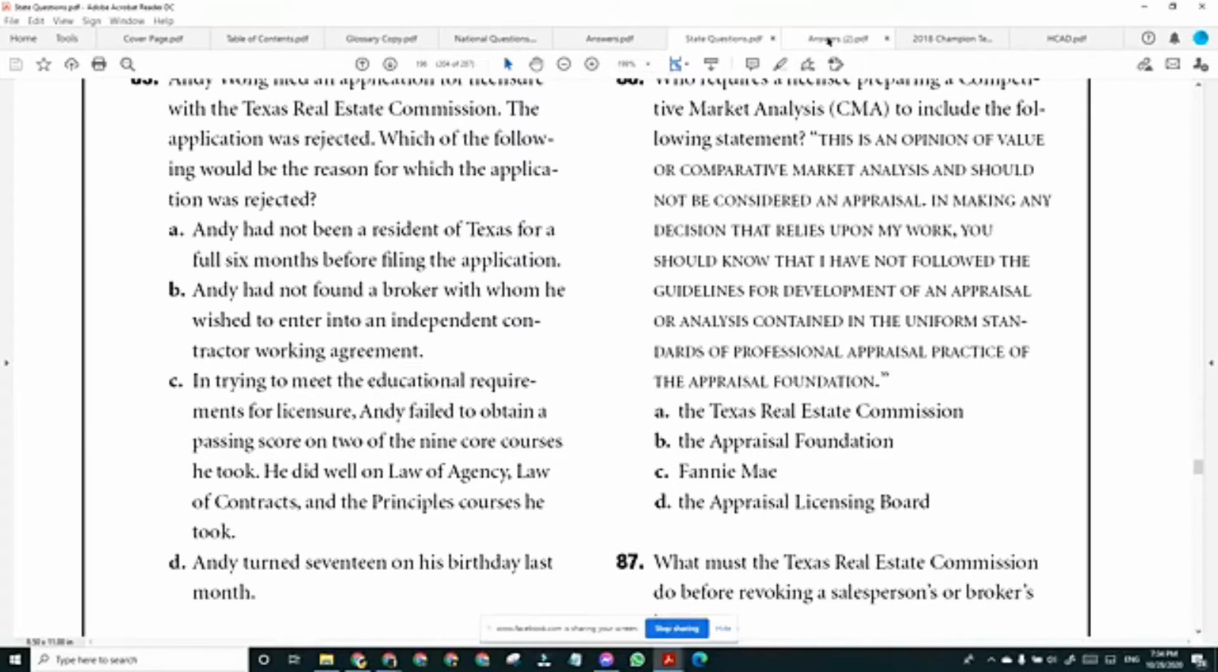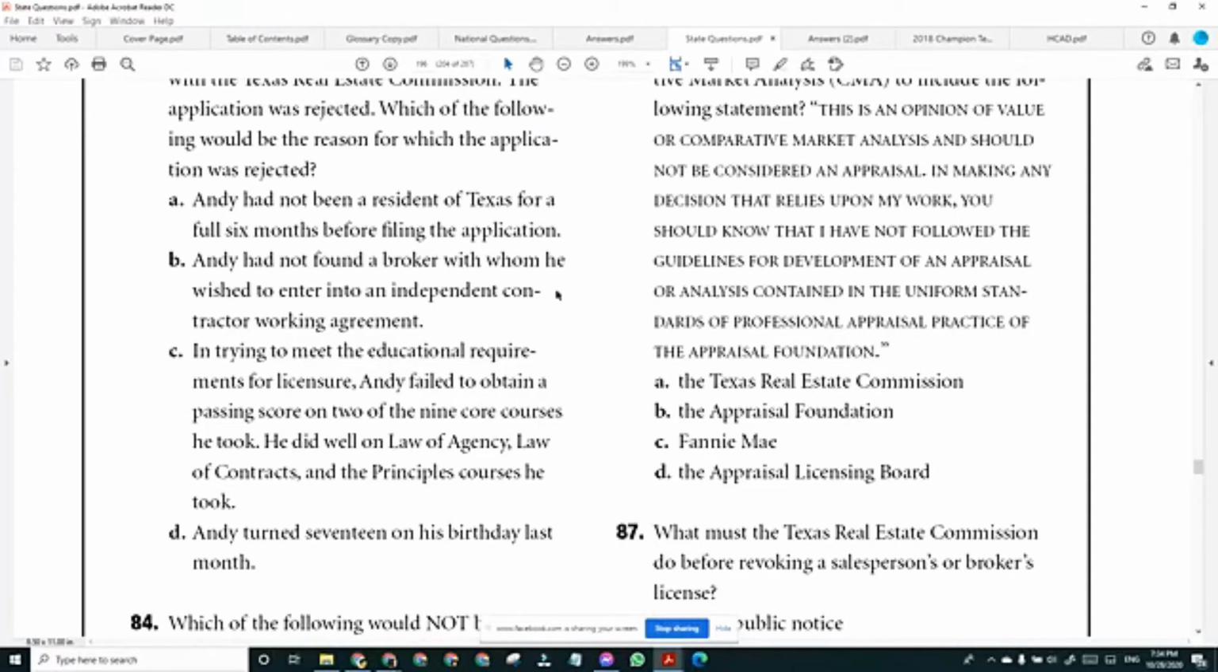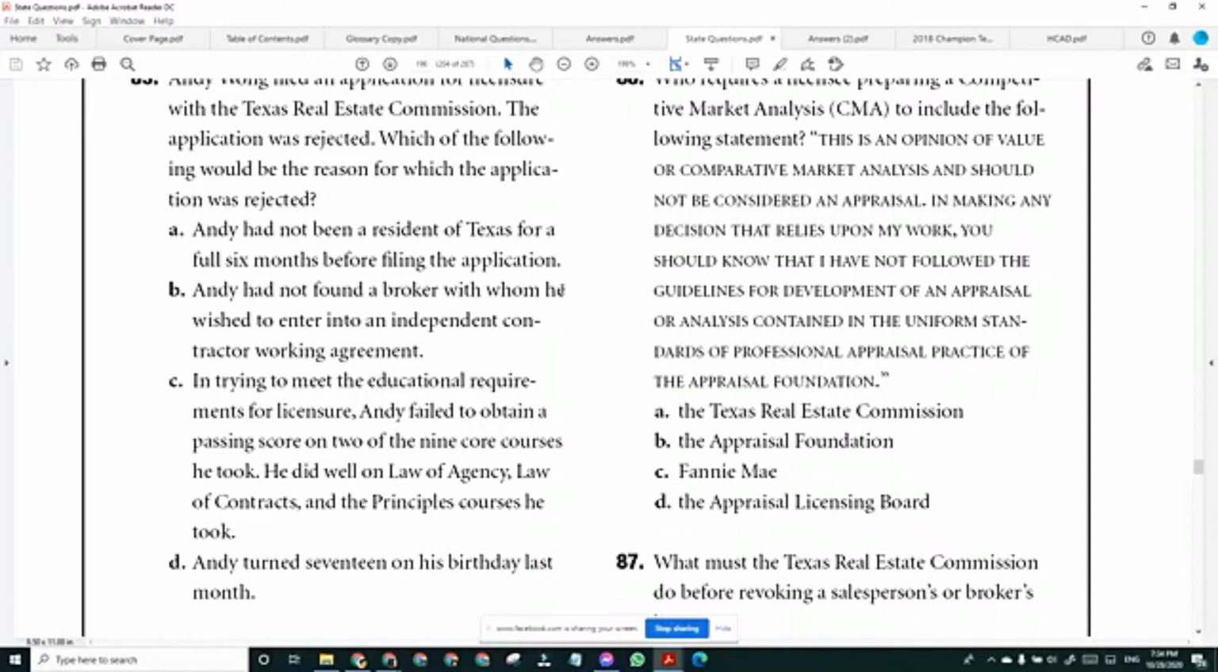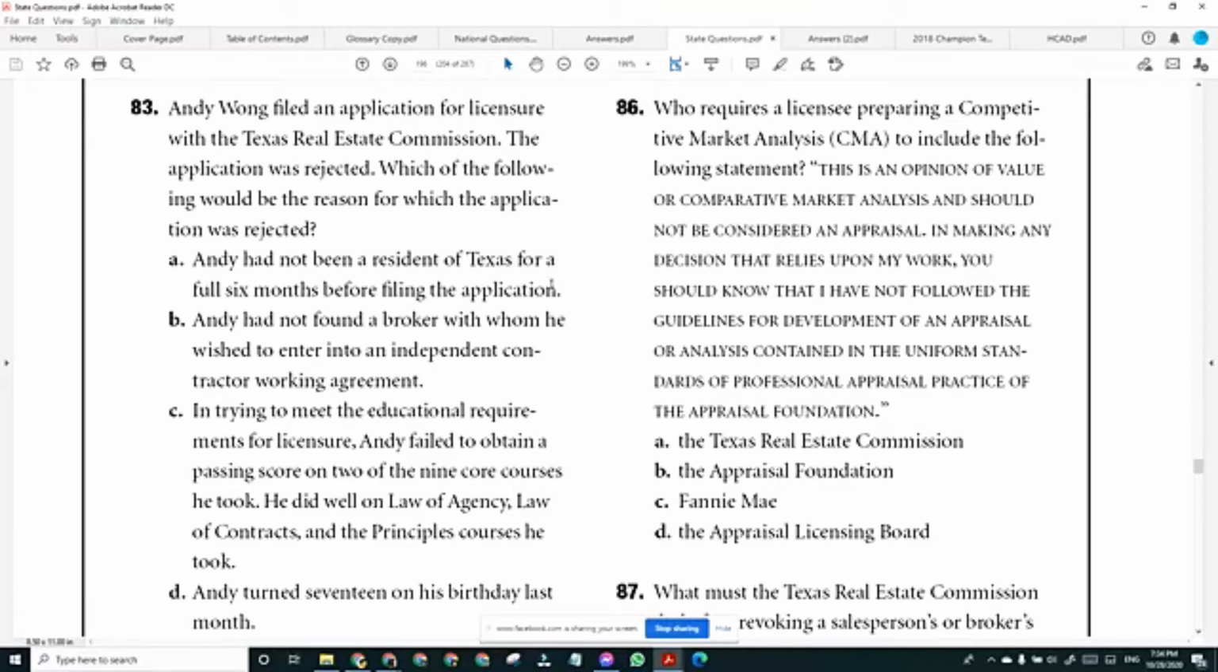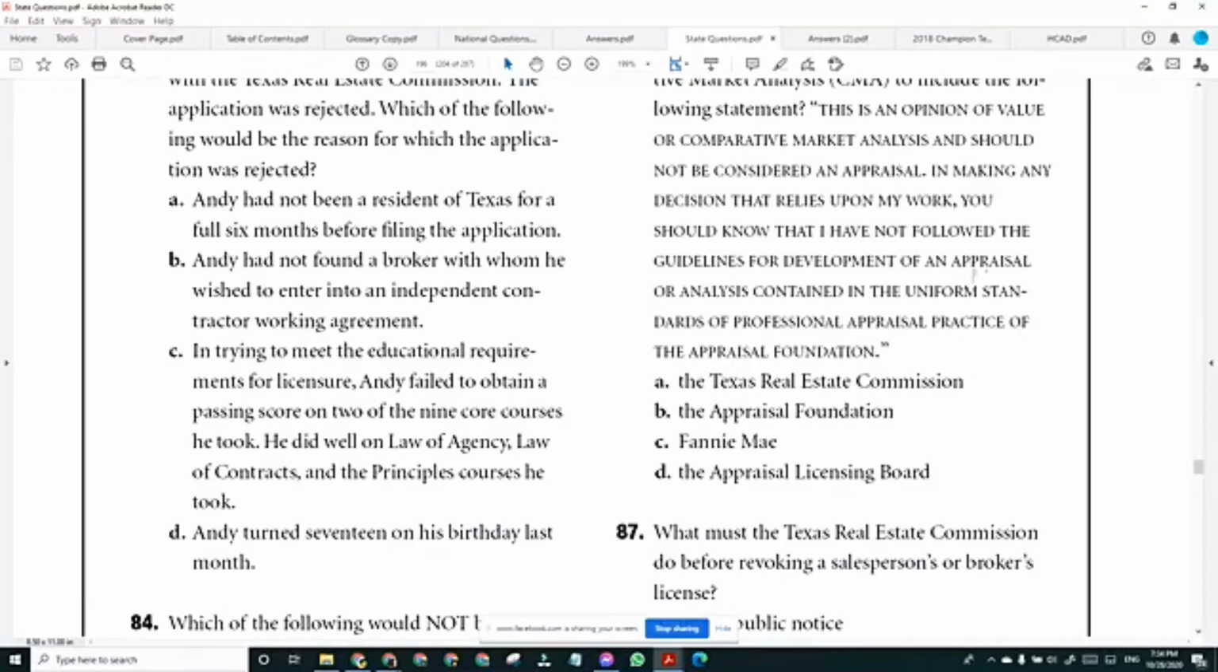So, which one do y'all think here? Which one would the TREC reject their application? Nothing yet, nothing yet. 83. And I'm waiting because of the delay. 83D so far.